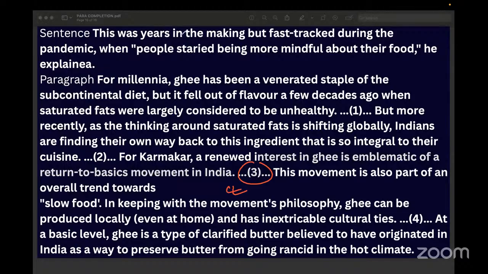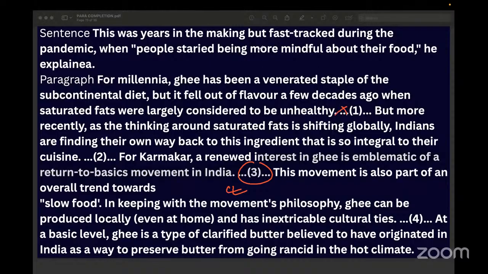Let's understand. "This was years in the making, but fast tracked during the pandemic when people started being more mindful about their food. He explained... For millennia, ghee has been a venerated staple for the subcontinental diet, but it fell out of favor a few decades ago when saturated fats were largely considered to be unhealthy." This was years in the making. Of course, it doesn't make sense here.